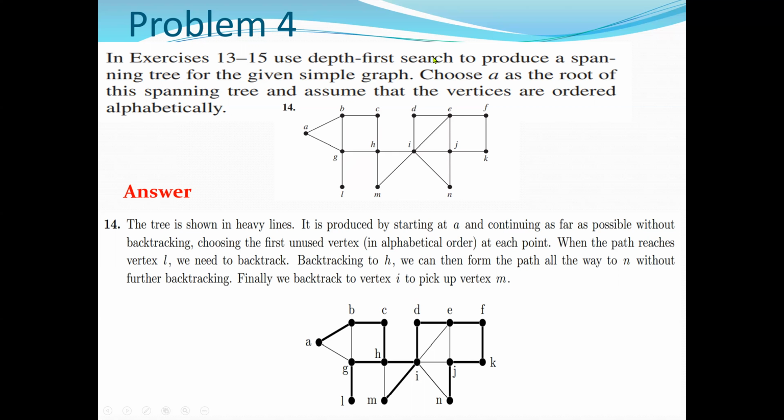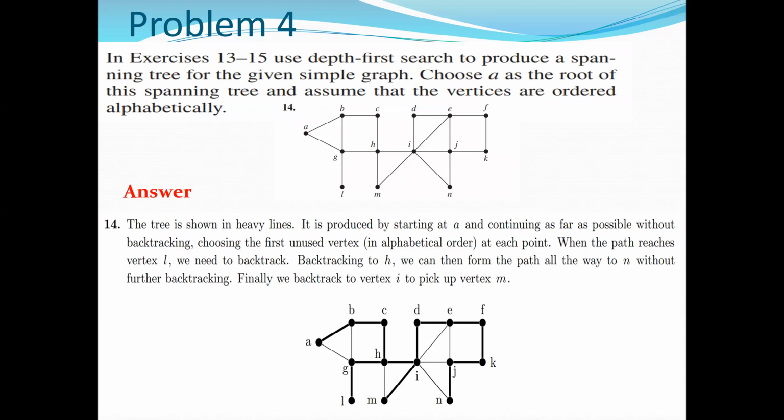So again, let's go through the steps. The tree is shown in heavy lines. So we can see the heavy lines. That's our tree. It is produced by starting at A, because the question says we should choose A as our root. So by starting at A and continuing as far as possible without backtracking, I can go A, B, C, H, I, D, E, F, K, J. So that's the furthest I can go.